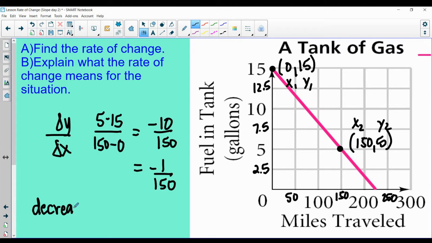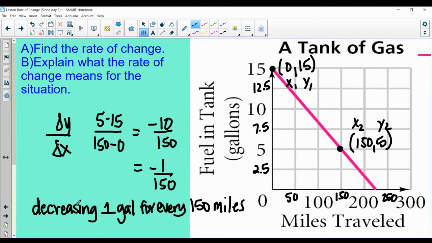So the tank of gas is decreasing 1, and what is the unit for the y? The unit is gallons, so it's decreasing 1 gallon for every 15, and this is the x, so the unit here is miles. So the tank is decreasing 1 gallon for every 150 miles traveled.